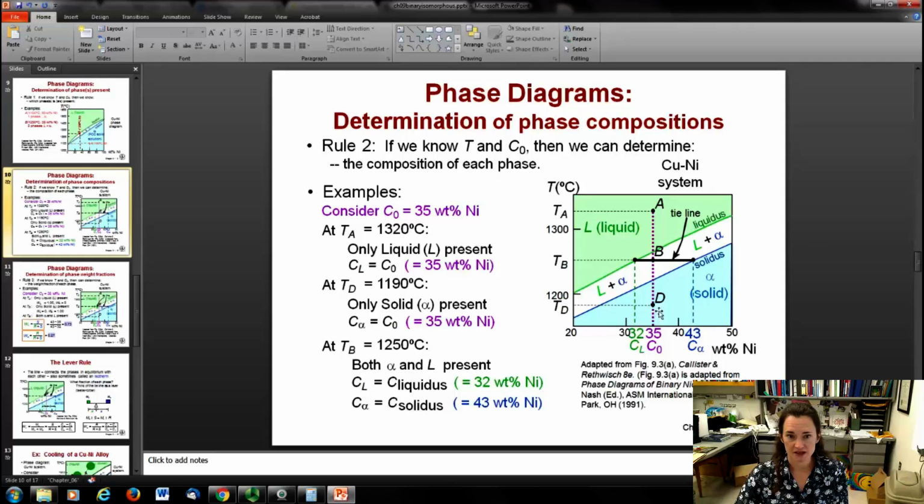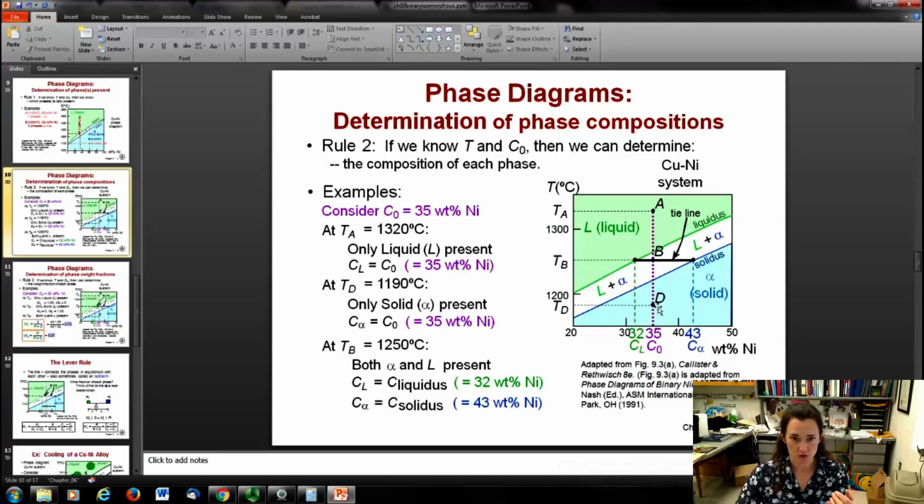Okay, now let's go to another easy one. Let's say I'm still at 35 weight percent nickel, but now I'm at a temperature of 1190 degrees C. That puts me down here in the solid region, okay? So I've got only solid present, it's only alpha phase, and it's 35 weight percent nickel, okay? So that's what it is.